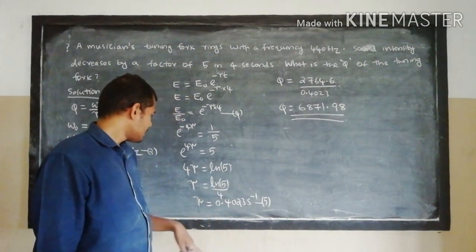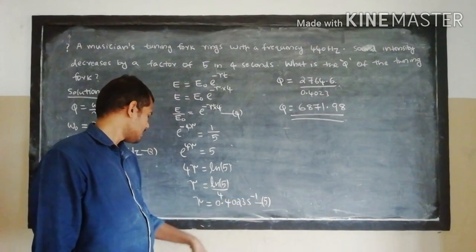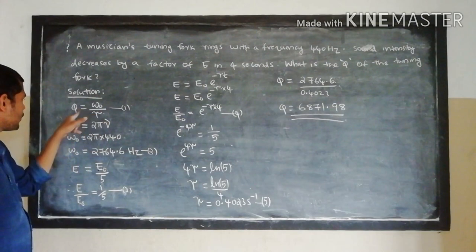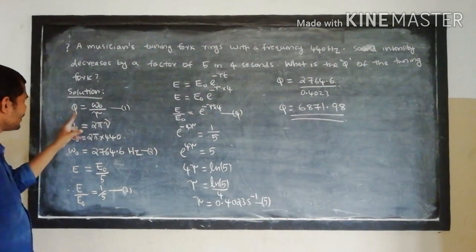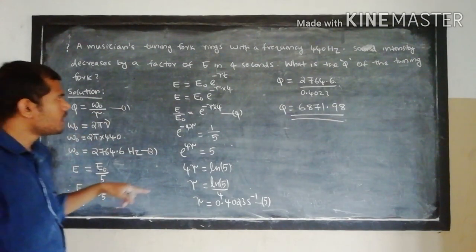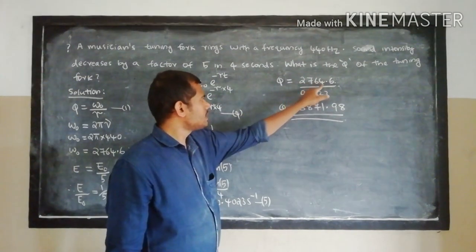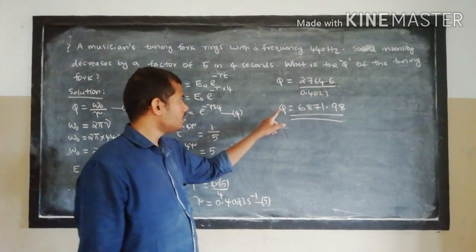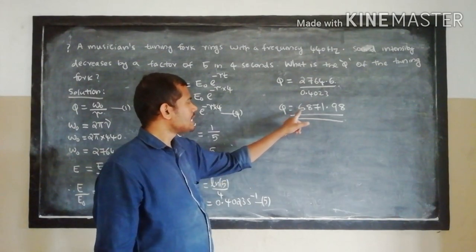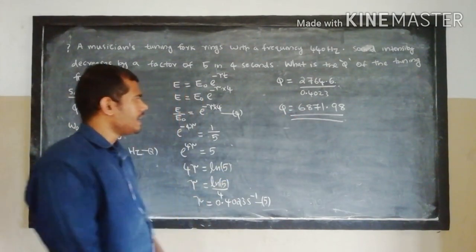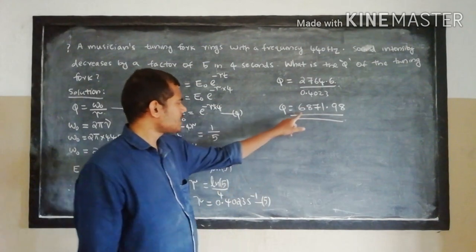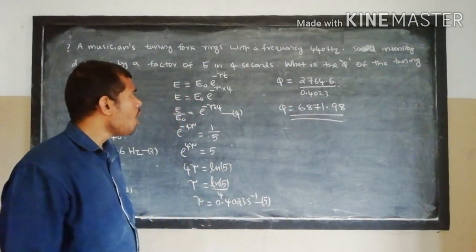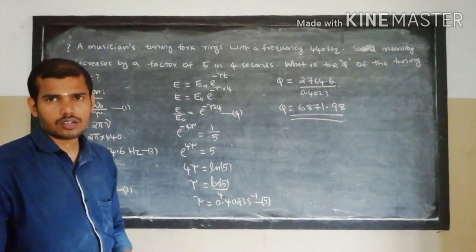If we substitute the values given in equations 5 and 2 into equation 1, Q becomes 2764.6 by 0.4023. That is the quality factor Q we will get: 6871.98 is the quality factor here.